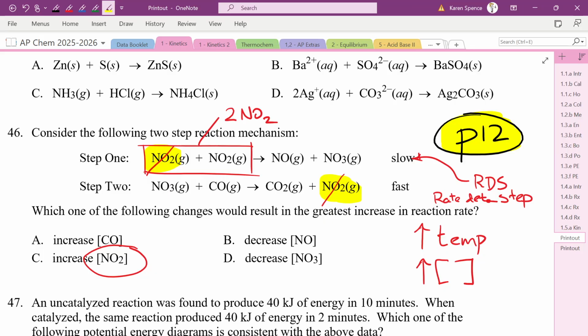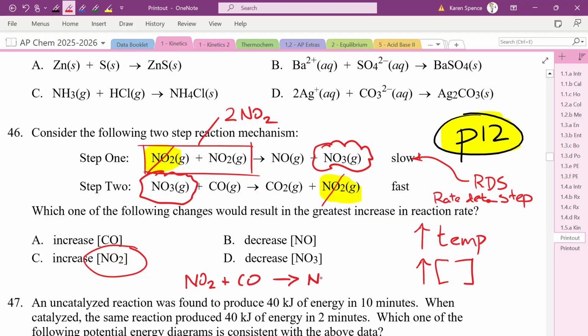And then we have an intermediate here and an intermediate here. And so our overall reaction would be NO2 plus CO goes to NO plus CO2. That's our overall reaction, and it's catalyzed by NO2.